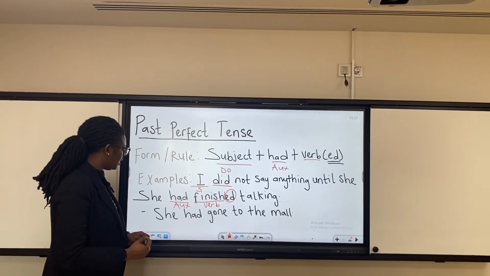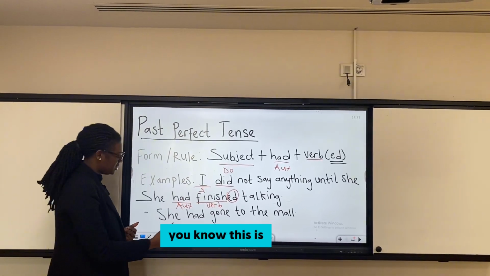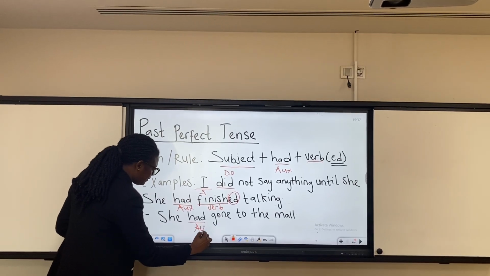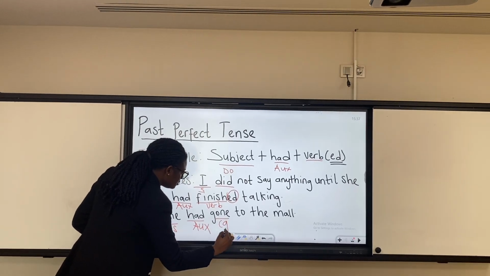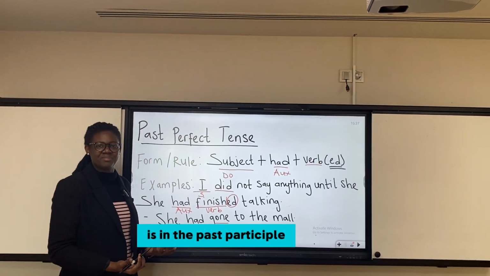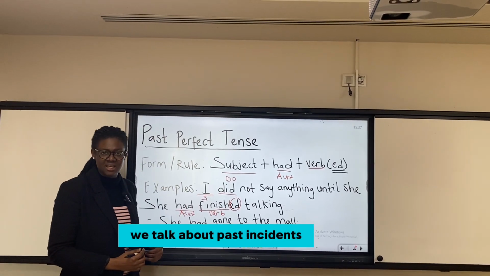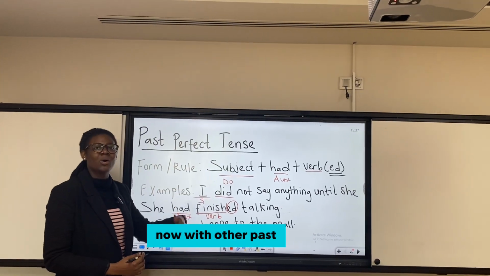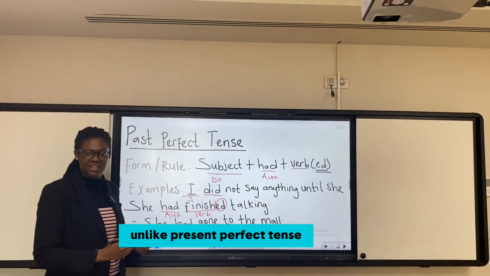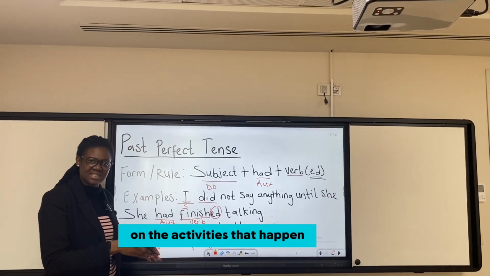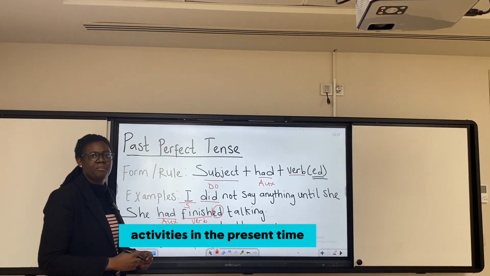these formulas. She had gone to the mall. Now, if you look at the board, this is the auxiliary verb again, this is the subject, and the verb to go is in the past participle. So when we talk about past perfect tense, we talk about past incidents that happened before now, along with other past incidents at the same time. Unlike present perfect tense, where we focus more on the activities that happen, we talk about past activities in the present time.